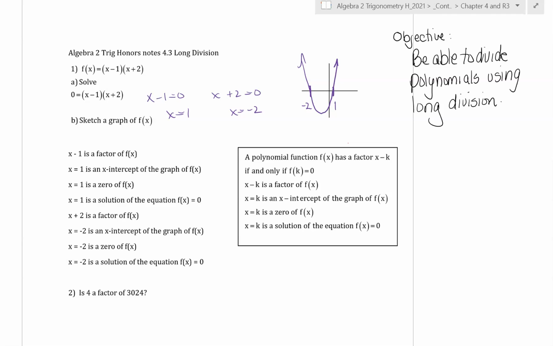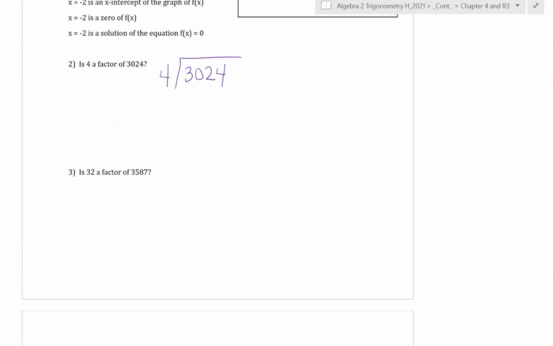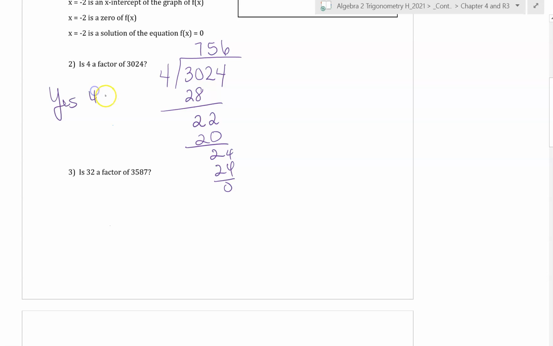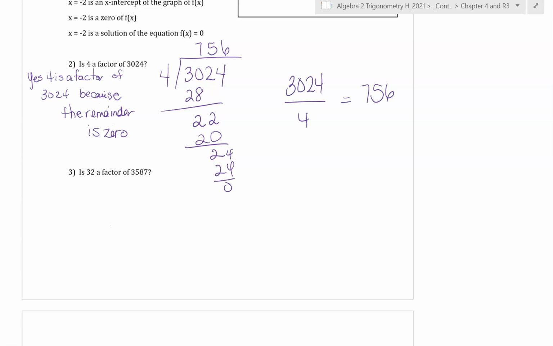Number 2: is 4 a factor of 3024? Let's review how we did long division with numbers. We could do 4 times 7 is 28. 30 minus 28 is 2. Bring down the 2. 4 times 5 is 20, so we added that 5 to our quotient. Bring down the 4. 4 times 6 is 24. So we had a remainder of 0. So yes, 4 is a factor of 3024 because the remainder is 0. 3024 divided by 4 is 756.